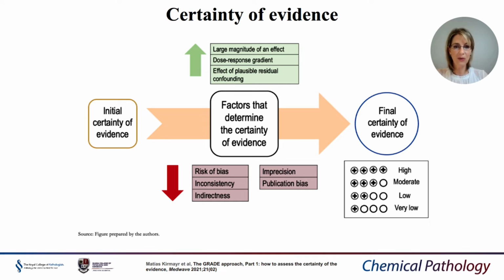We have factors that determine the certainty of evidence, and they can either decrease the value of the study or the validity of the findings, or increase it, such as increasing factors included the large magnitude of an effect of a study, dose-response gradient, or the effect of plausible residual confounding factors. Factors that reduced the certainty of evidence included risk of bias, inconsistency, imprecision, and publication bias. And then all of this led to the final certainty of evidence, where you would have a result of either a high, moderate, low, or very low certainty of evidence.